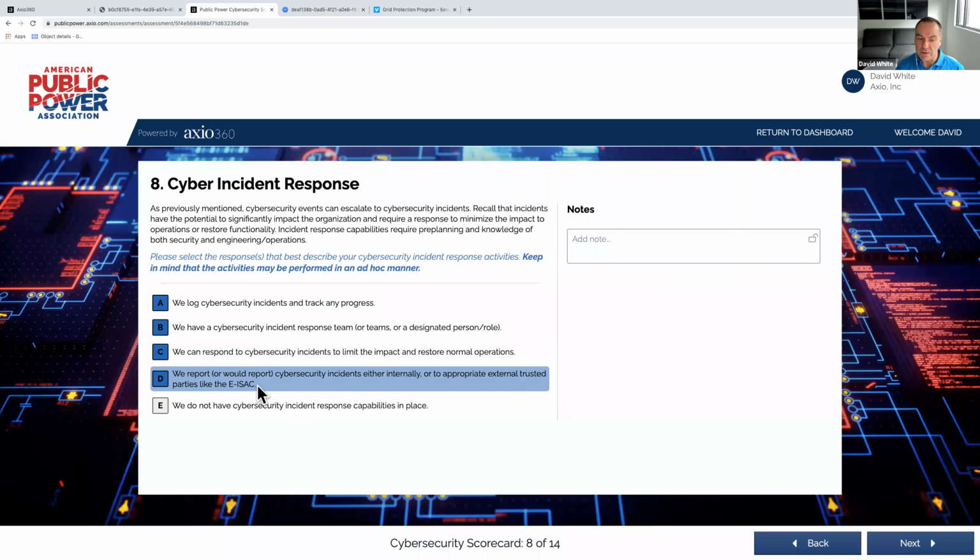the Electricity Information Sharing and Analysis Center, or maybe to neighboring states or other interconnected utilities? So it's good to think about in advance who you might need to inform of incidents if they occur as part of your incident management.